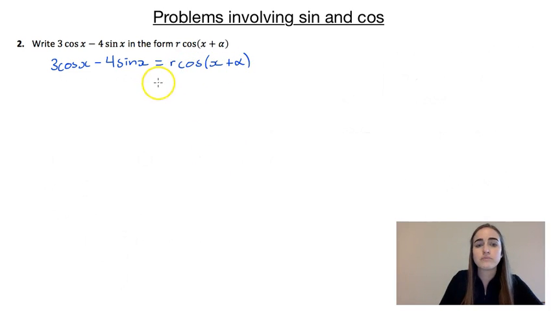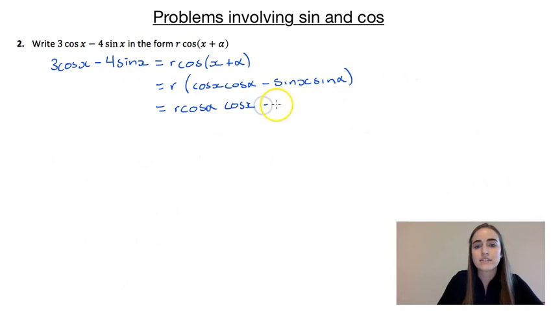Now we're going to go through the same first step of expanding that out. Our cos expansion, we're going to have cos x cos alpha minus sine x sine alpha. And expanding that out and rearranging it a little bit, we'd have r cos alpha cos x minus r sine alpha sine x. Now again, equating coefficients, our coefficient of cos x is 3, and over here it's r cos alpha. And our coefficient of sine is 4, and over here it's r sine alpha.